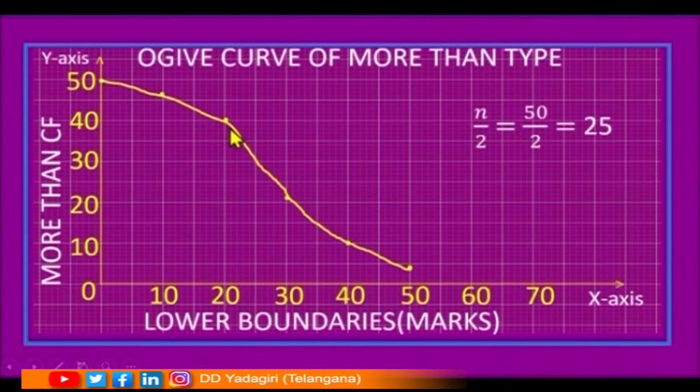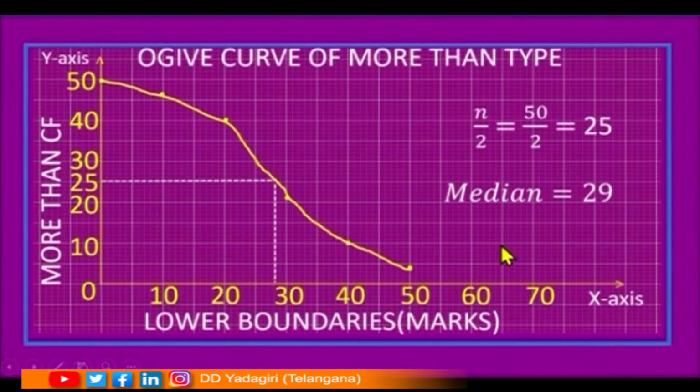The value of n by 2, n is 50 here, 50 by 2 is 25. So on the y-axis, locate the point 25, draw a line parallel to the x-axis touching the curve. So see, it is touching the curve here. From this point you are going to draw a perpendicular. So you got 29 students.